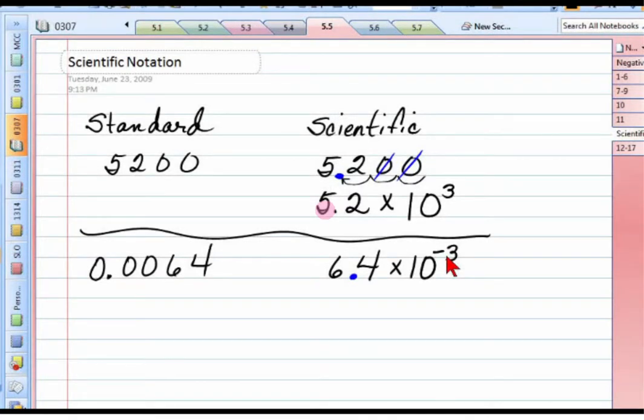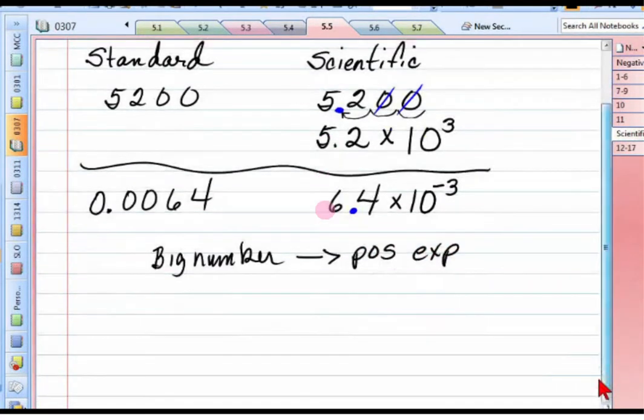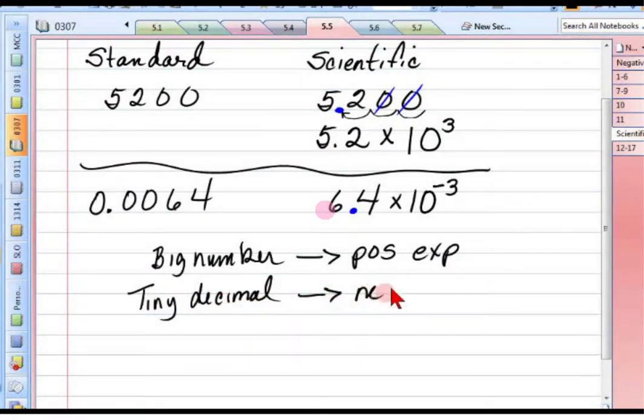Here's what I'm going to tell you. In standard notation, if the number is big, then the exponent is positive. If the number is a tiny decimal, then the exponent is negative. And I'm going to write that down. Big number, positive exponent. Tiny decimal, negative exponent.